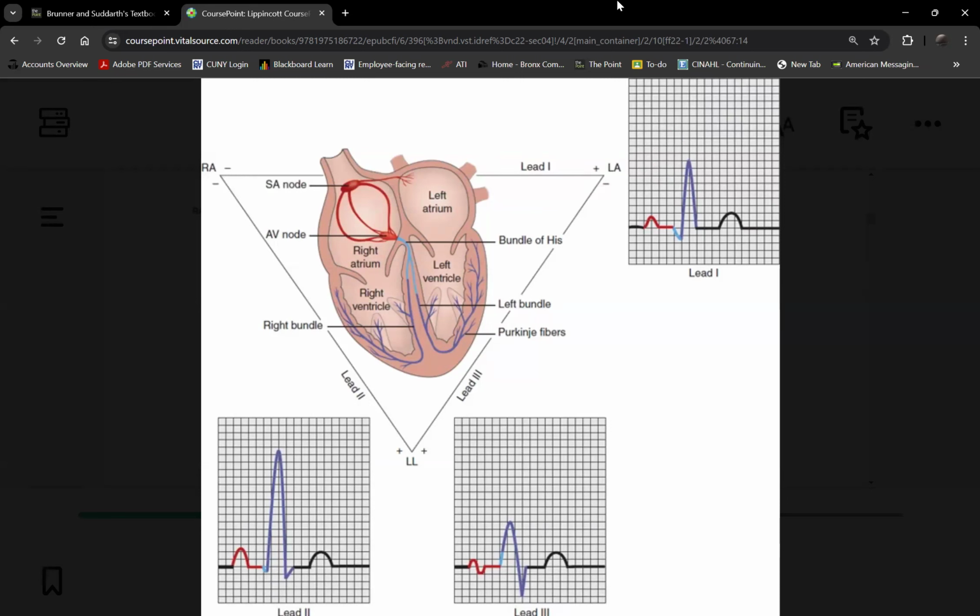So you see here the poles on each side. The top of the triangle is lead one. The right side of this triangle is lead two. The left side of this triangle is lead three. And then you have your left arm, which is bipolar. You have a positive and a negative electrode, and then both negative on the right arm. Then you have two positives on the left leg.